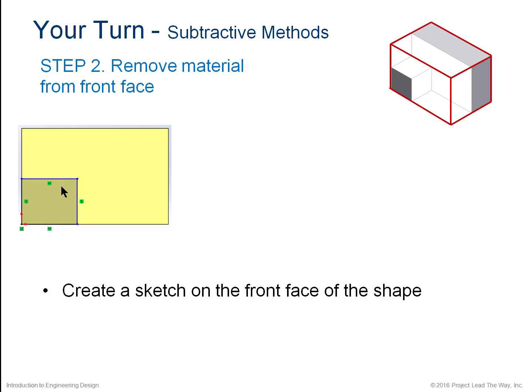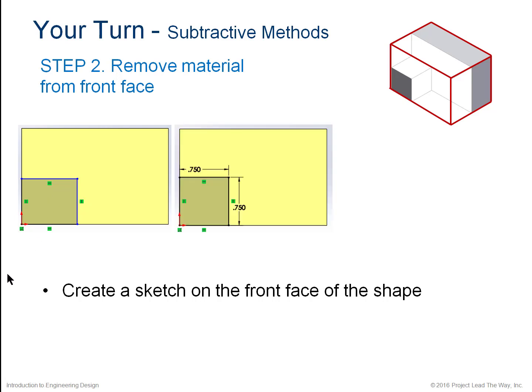Notice the lines are blue, meaning it's not dimensioned and it's not defined. Once I apply dimensions in height and width of 0.750, you'll see that the lines turn black and your sketch should say fully defined. You can pause the video and get this step done.